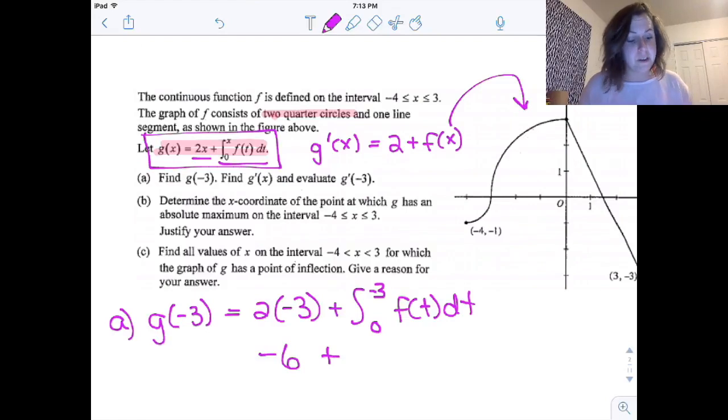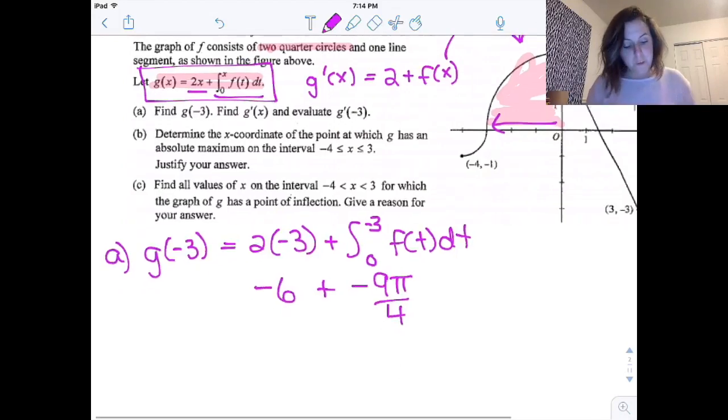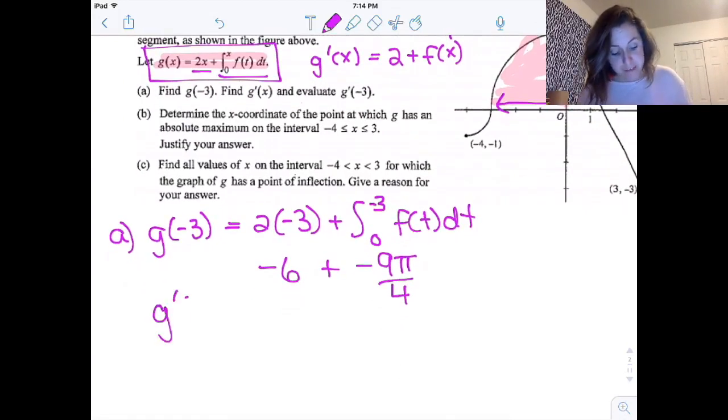The integral from 0 to -3, I'm talking about the area under the curve here. That is a quarter of a circle, so I'm going to be doing pi r squared. 3 squared is 9, over 4 because it's a quarter of it. And because I'm going from right to left, this is going to actually be a -9 pi over 4. 9 pi being the whole circle, that's a quarter of a circle. So that is my answer for g of -3. For g prime of x, we actually already figured that out above. It's 2 plus f of x.